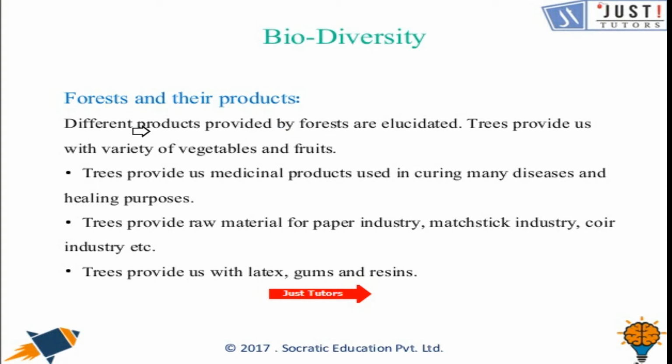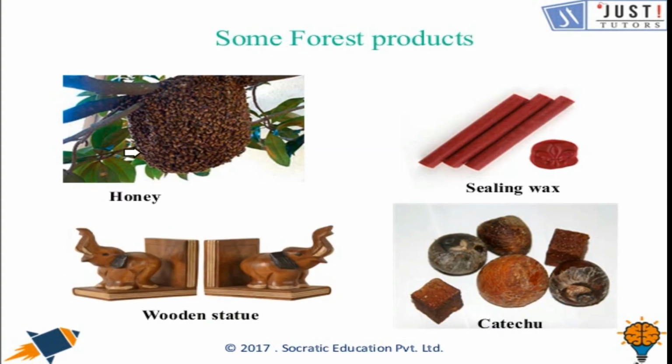Animal bones are used in making animal charcoal, and then the charcoal is used as a source of energy in sugar industries. So we are getting so many products from forests, and that's the reason we need to conserve them. A few examples of forest products: the first one is honey, the next one is sealing wax, the third one is a wooden statue, and the last one is caoutchouc.